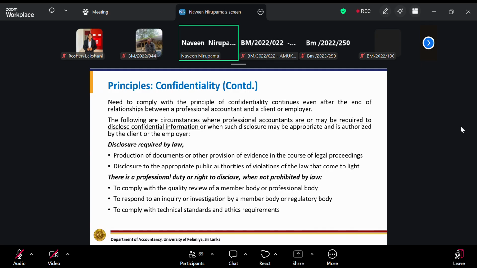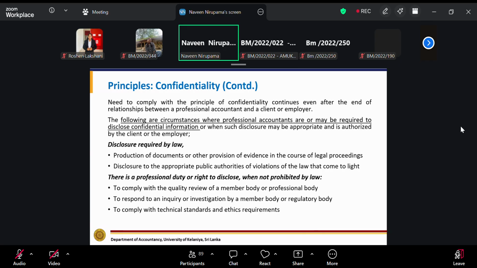There is a professional duty or right to disclose when not prohibited by law.